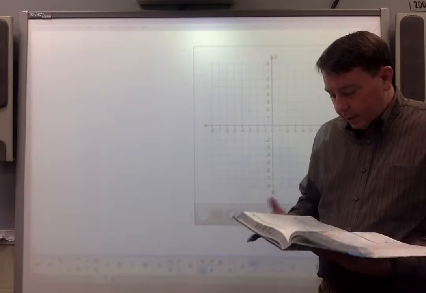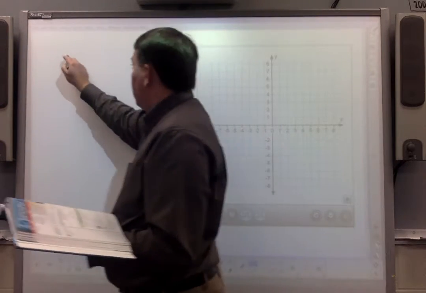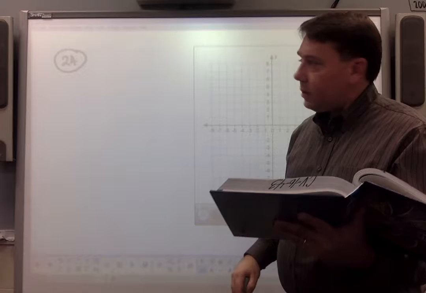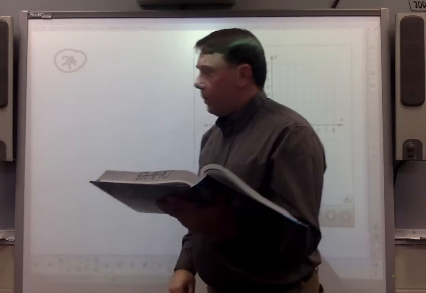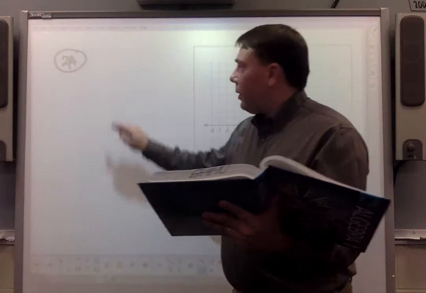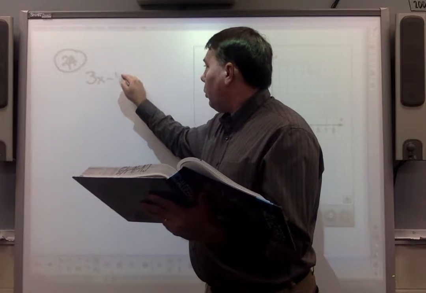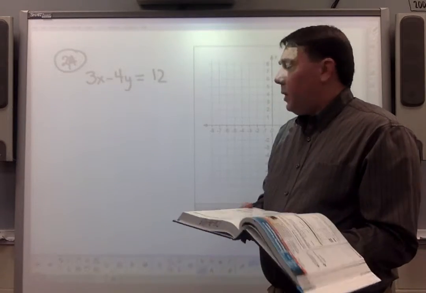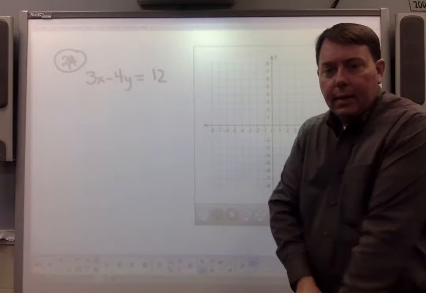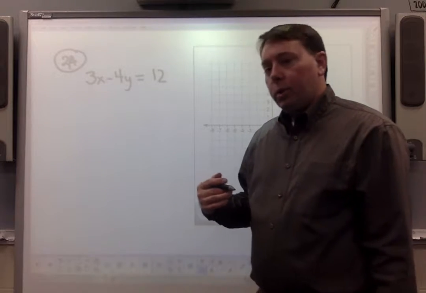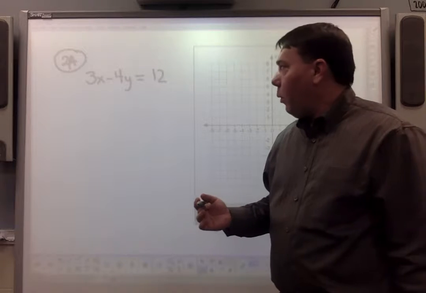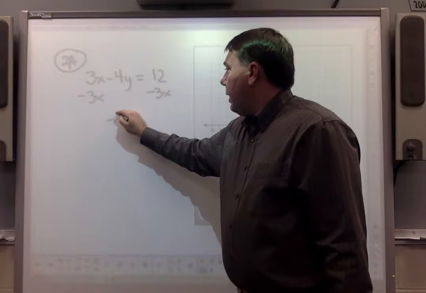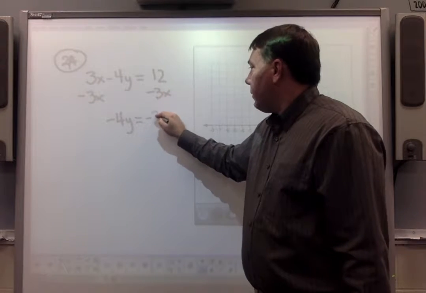Now in question 2, it says graph each equation. This is 2a, and I'm on the next page, page 217. The equation is 3x minus 4y equals 12. What we'd like to see you do with this equation, you could always make an xy table if you're stuck, but in this lesson we're trying to solve them using the slope-intercept form. So let's go ahead and subtract 3x from both sides. We have -4y equals -3x plus 12.